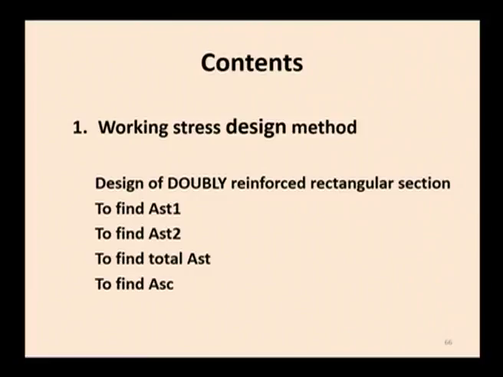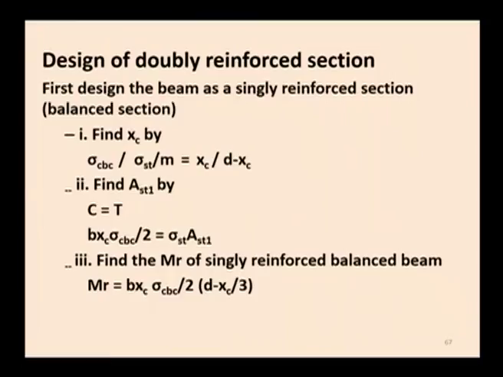The doubly reinforced section normally consists of reinforcement at the bottom as well as at the top. At the bottom it consists of AST1 plus AST2, total AST is equal to AST1 plus AST2, and at the top it is taken as ASC. Here also we are going to know how to find out the reinforcement. In the case of doubly reinforced section, first we need to design that section as a balanced singly reinforced section.